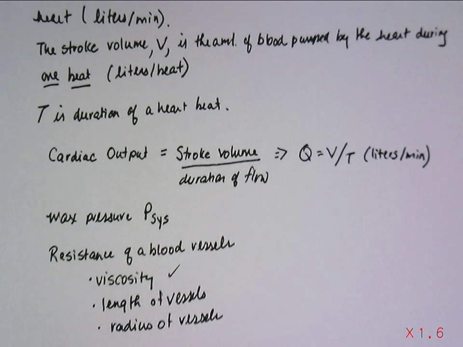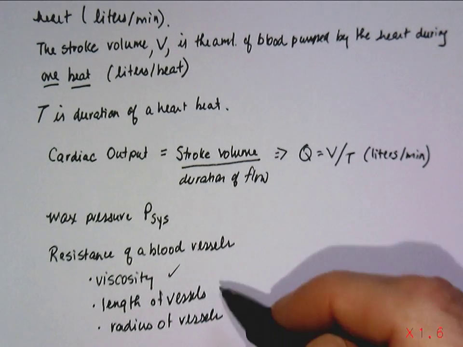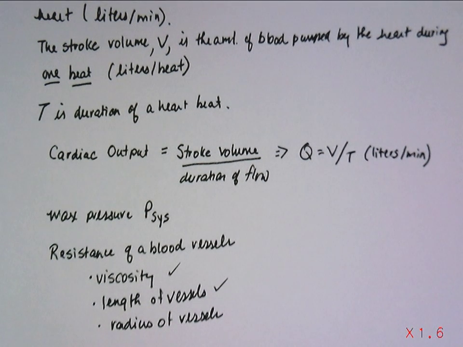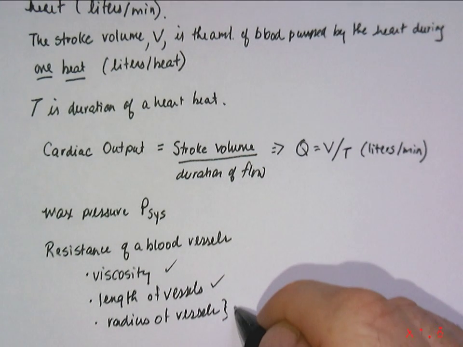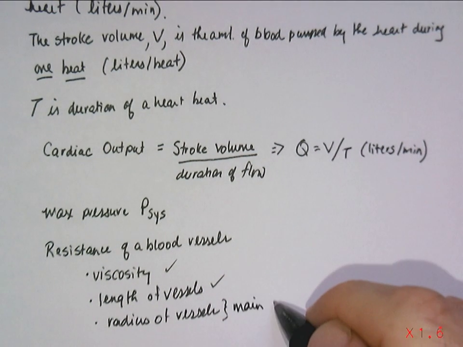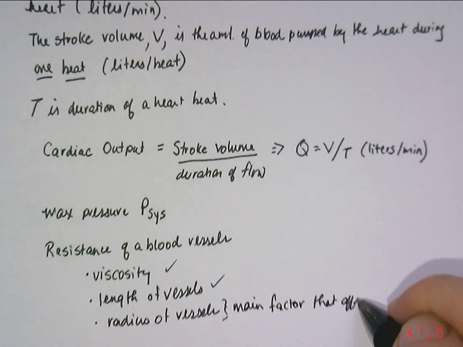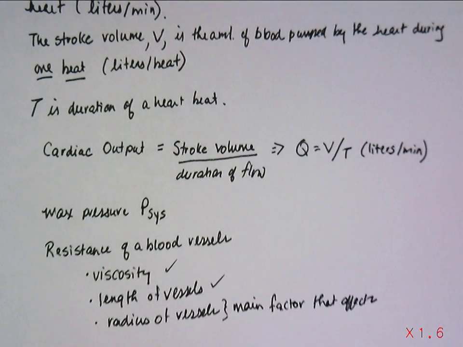The length of your blood vessels, if you think about the average human, you would expect the length of the vessels to be fairly constant as well, unless we're very, very different types of beings. For the most part, the length of our vessels is about the same. So what really matters the most in terms of modeling the resistance of the blood in the blood vessel is this last one, the radius of the vessels. This is the main factor that affects the resistance of blood flow.